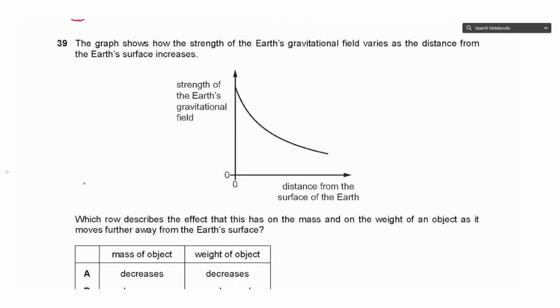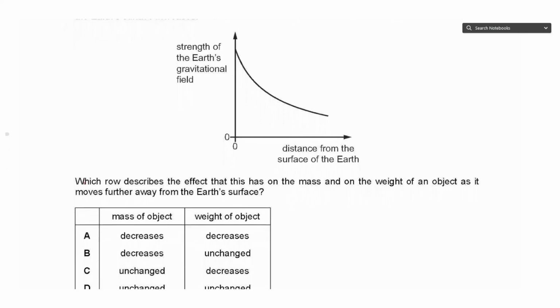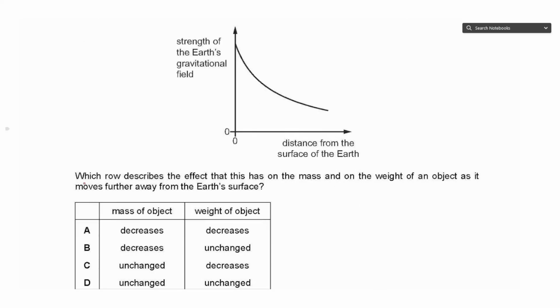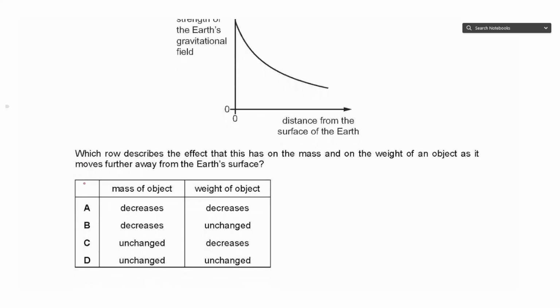Question 39 says the graph shows how the strength of the Earth's gravitational field varies as the distance from the Earth's surface increases. We have a decreasing value for strength with distance. Which row describes the effect that this has on the mass and on the weight of an object as it is moved further away from the Earth's surface? The mass does not change, but the weight depends on g. The weight is equal to mg, and g is decreasing, so the weight also decreases. So the answer here is C.